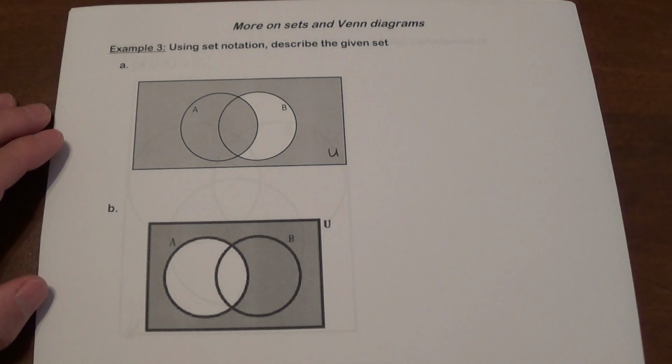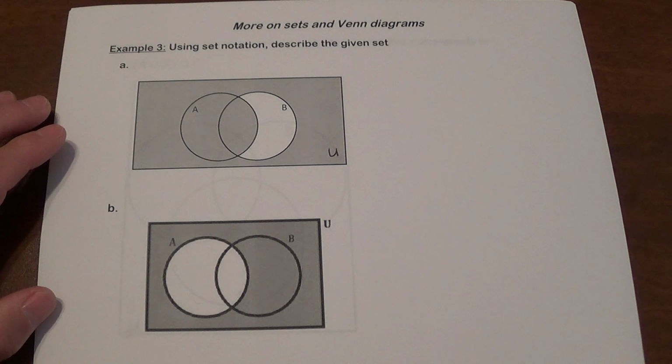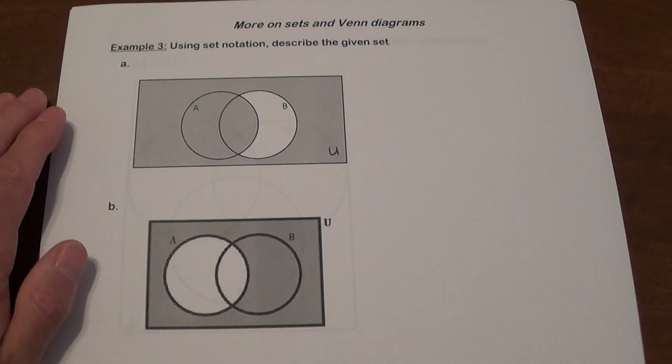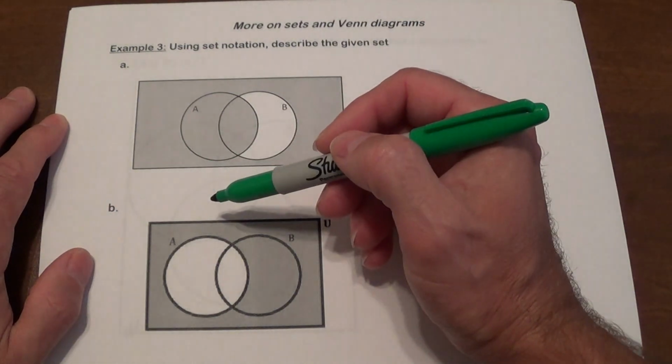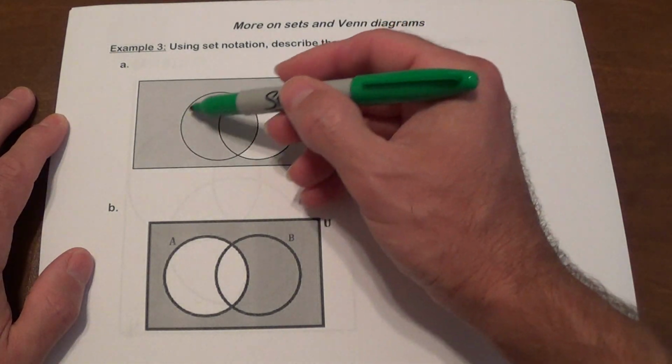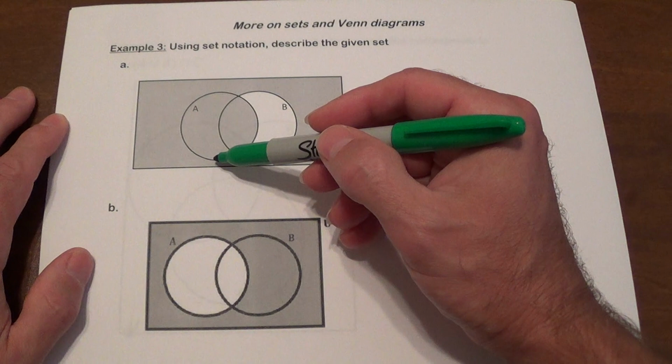Okay, this is where it gets trickier, because now you have to figure out what set is given to you, and you have to describe that using set notation. There may be more than one way to do that, so I'm not going to delve into this, but we are going to talk about a possible way to describe this. So how can we imagine this? What do we have here? We have A, that's here.